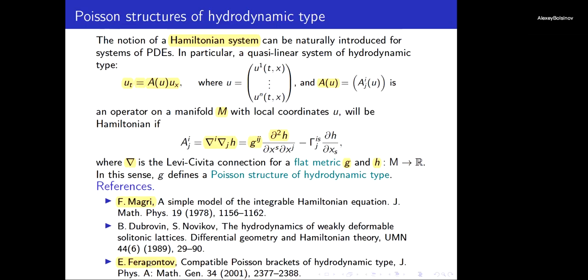So these first three slides were just to mention three areas of research in geometry and mathematical physics where Nijenhuis operators naturally appear: compatible Poisson structures in the finite dimensional case, geodesically equivalent metrics, and Poisson structures of hydrodynamic type. This is the infinite dimensional case. Now, how do Nijenhuis operators appear in these areas?